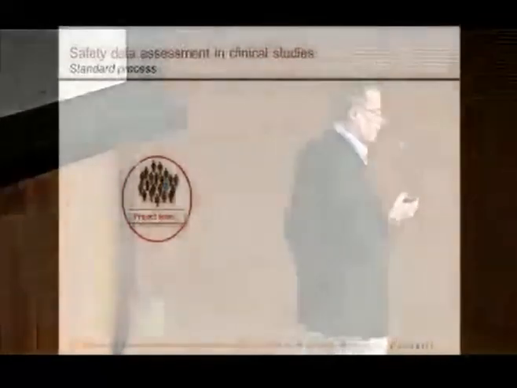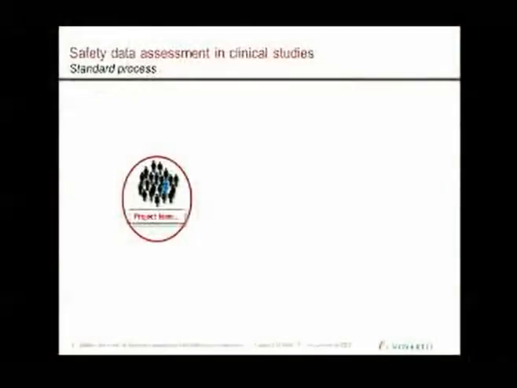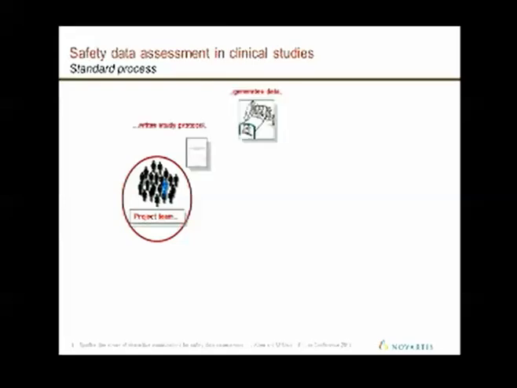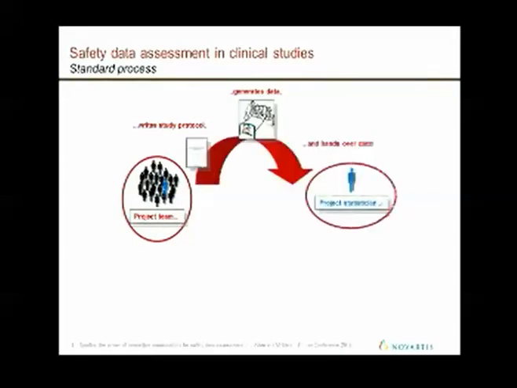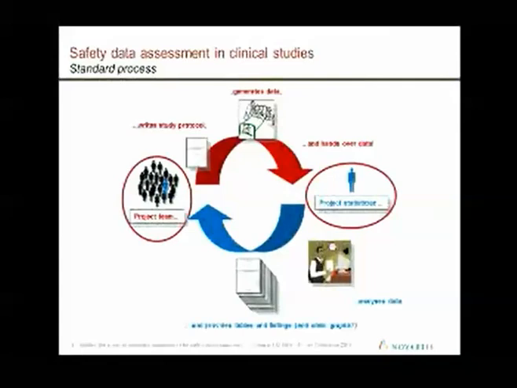So let's briefly look at the standard process that we are still using to analyze our safety data. We're starting out with a project team. The blue guy in the middle is the program statistician or the project statistician, and the team plans very carefully their study. They're writing up the study protocol. They are generating the data in the clinical study, and then they are usually handing over the data to the project statistician who is looking at the data and then is producing output in the format of data tables, listings, and maybe also some standard graphs, which is already quite a time-consuming process.